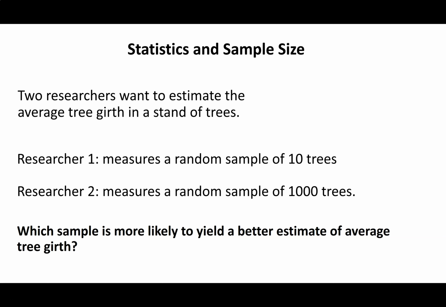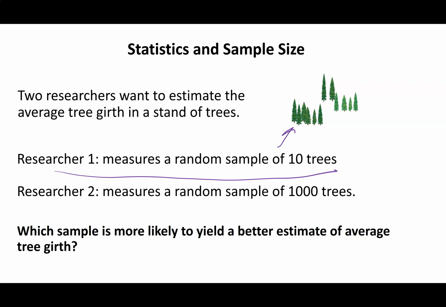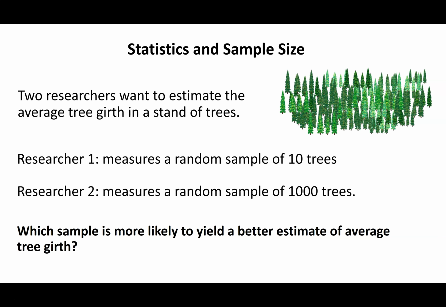So here's an example, another way to think about it. You have a couple of researchers. They're interested in the average tree girth in a particular stand of trees. The first researcher goes out and measures a random sample of 10 trees. They randomly select 10 trees and measure the girth on those trees. Researcher 2 says, okay, I'm going to answer the same question, but they take a random sample of 1,000 trees. One thing to think about is which sample is more likely to give us a better estimate. If you have a sample of 10 and an oddball tree, it's really going to throw your average off, right? But if you have a very large sample size, an oddball tree here or there is not going to make that much of an impact on our mean. So it might work out better that way.